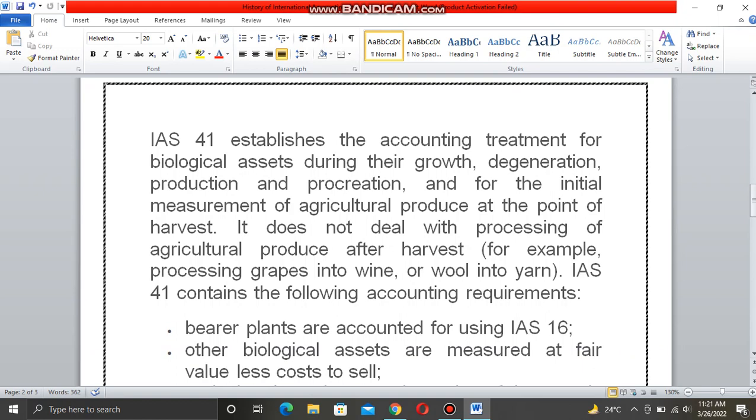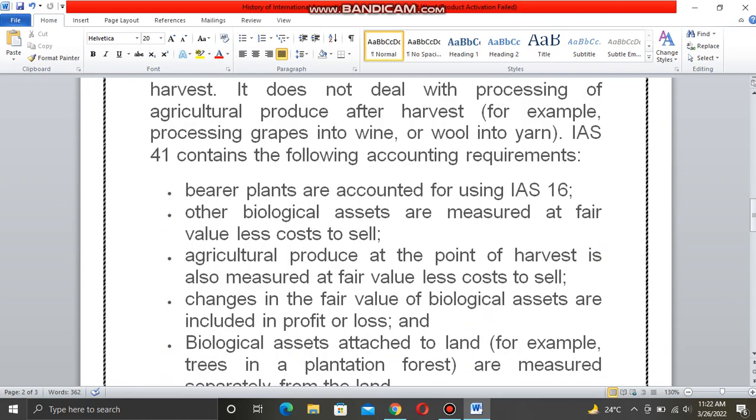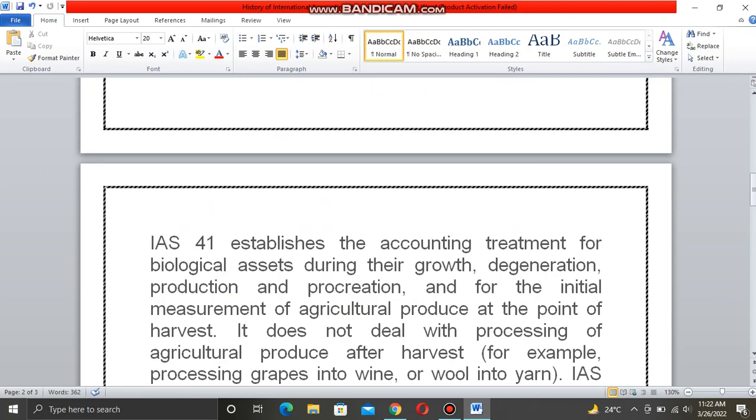As I told you, when it is killed or harvested, IAS 41 will not apply anymore. For example, processing grapes into wine or wool into yarn. IAS 41 contains the following accounting requirements, as I read before, and you can read this from here, and you will understand easily from my discussion.